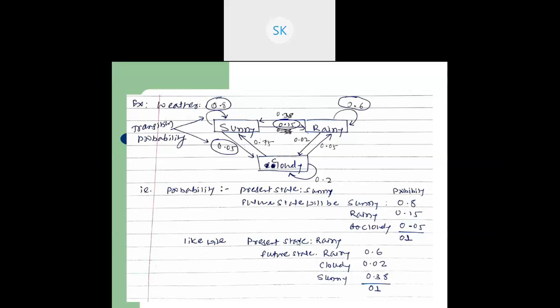Likewise, we have present state rainy. Right now we are at the state rainy. Look at the probabilities that the next state will be rainy itself, it could be cloudy, or it should be sunny. So the probability addition: rainy to rainy 0.6, rainy to cloudy 0.02, and rainy to sunny 0.2. Addition is 1. Okay.